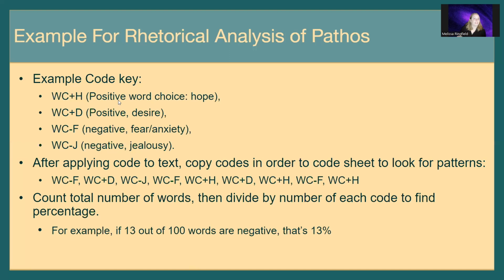Here's an example code key for pathos. You could have word choice positive, hope; word choice positive, desire; word choice negative, fear; word choice negative, jealousy. And then after you applied the code to the text, you might get some kind of pattern like this, which you might be able to say, after every negative fear, there's a positive. Could be a pattern that you notice. Or we could count the number of instances and divide it by the number of words. So if 13 out of 100 words are negative, that's 13%.